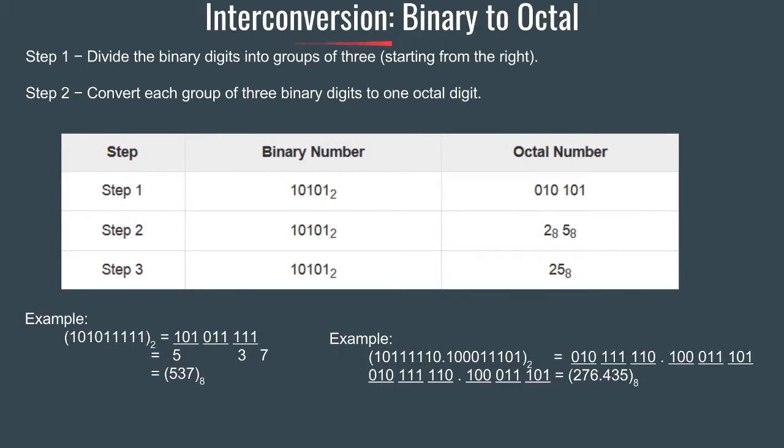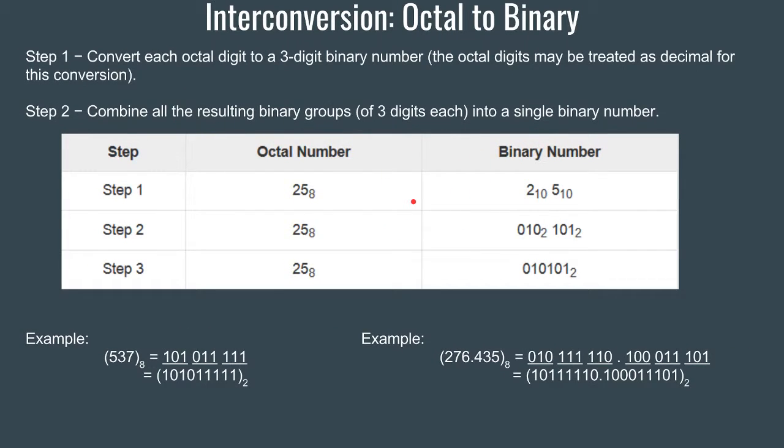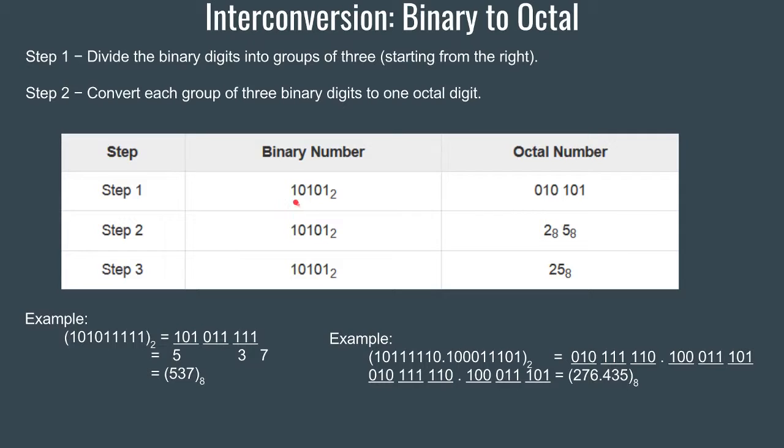Now we see how to convert from binary to octal. In this process, in the first step, we divide the binary digits into groups of 3 starting from the right hand side. So actually this process is just the opposite of what we did over here. Let us take a look at this example.